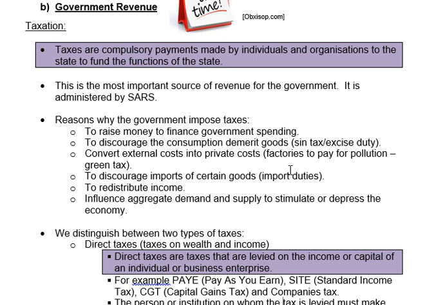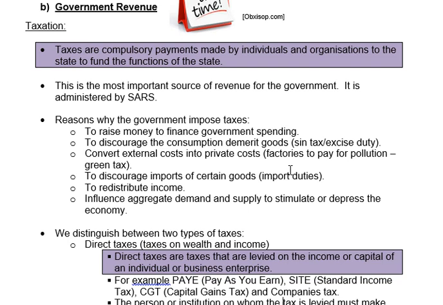Your definition of a tax: taxes are compulsory payments made by individuals or organizations to the state to fund the functions of the state. Remember, taxes are compulsory. It's not a voluntary thing. If the government determines that you should be paying your taxes, it is a compulsory payment. It's not optional for you to decide whether you want to pay it or not. Taxes are compulsory payments made by individuals, households, as well as businesses, so that the government can have money available to perform the necessary functions, like the provision of public goods and services.